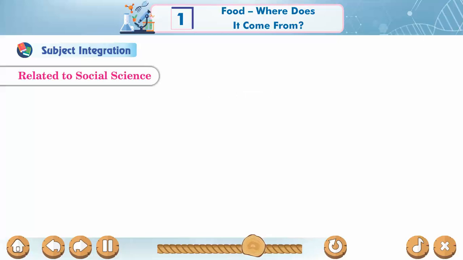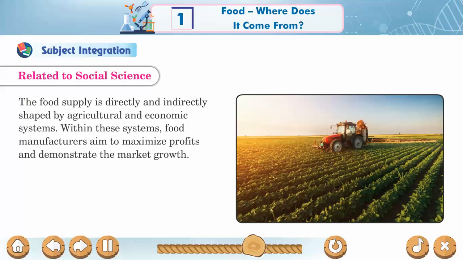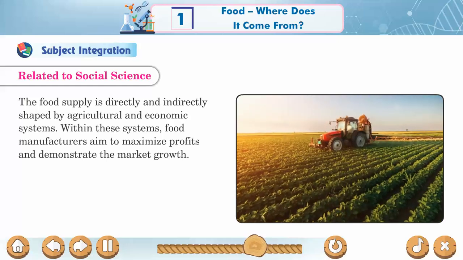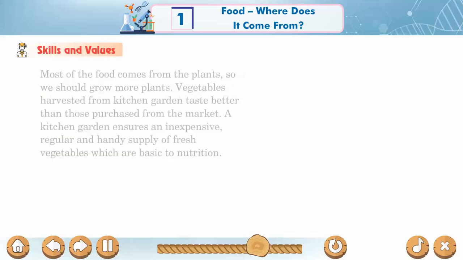Related to social science. The food supply is directly and indirectly shaped by agricultural and economic systems. Within these systems, food manufacturers aim to maximize profits and demonstrate market growth.